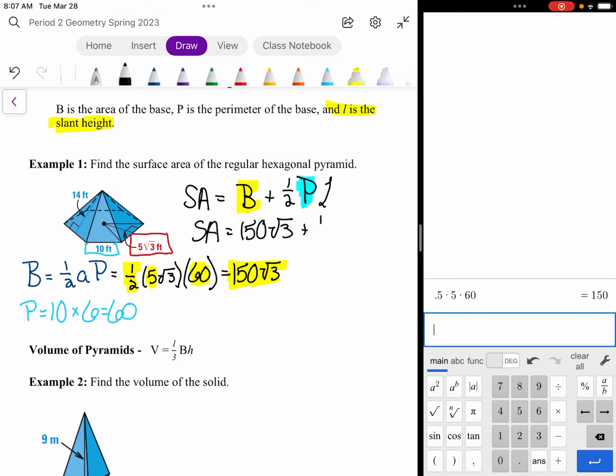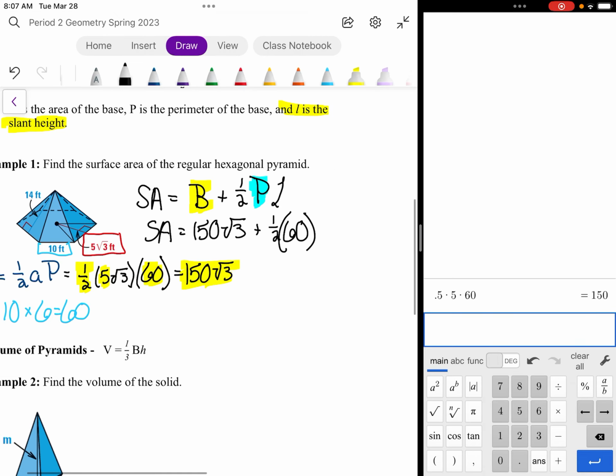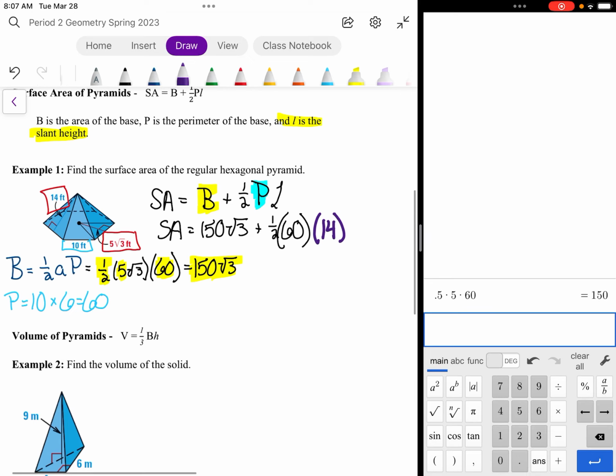Then we have plus 1/2. The perimeter, we already found that was 60. And now we need the slant height. And in this one, they gave us the slant height. It is going to be 14. Okay. It is okay to round your final answer.